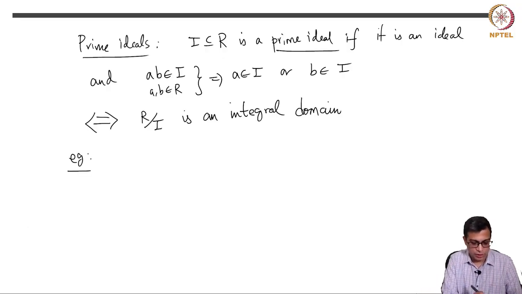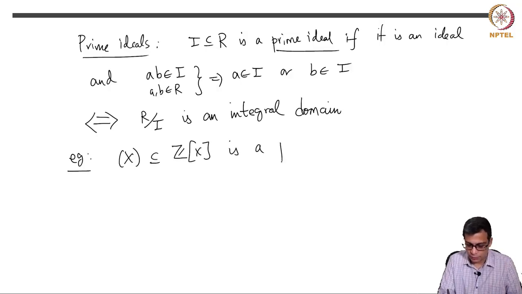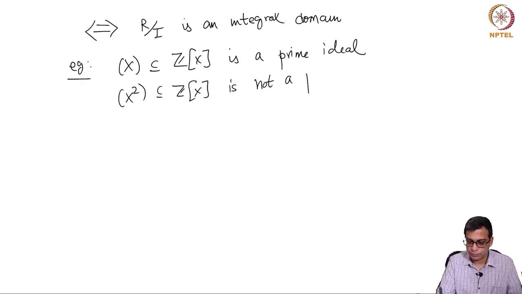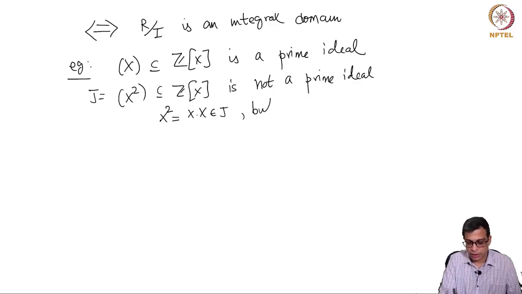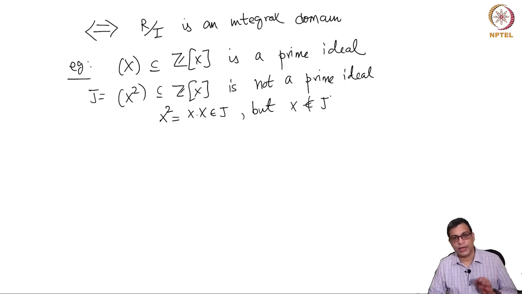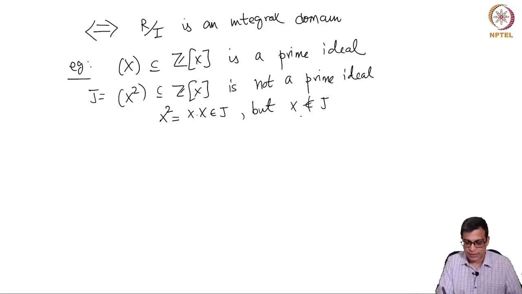So examples, the ideal we considered earlier, (x), is a prime ideal, whereas (x squared) in the same ring is not a prime ideal. Okay, because x times x is in this ideal J, so x times x, which is x squared, is in J, but x is not in J. You cannot write x as a multiple of x squared, right? Because if you multiply by x squared, the degree is at least 2. So x itself cannot be in the ideal, so it is not a prime ideal.